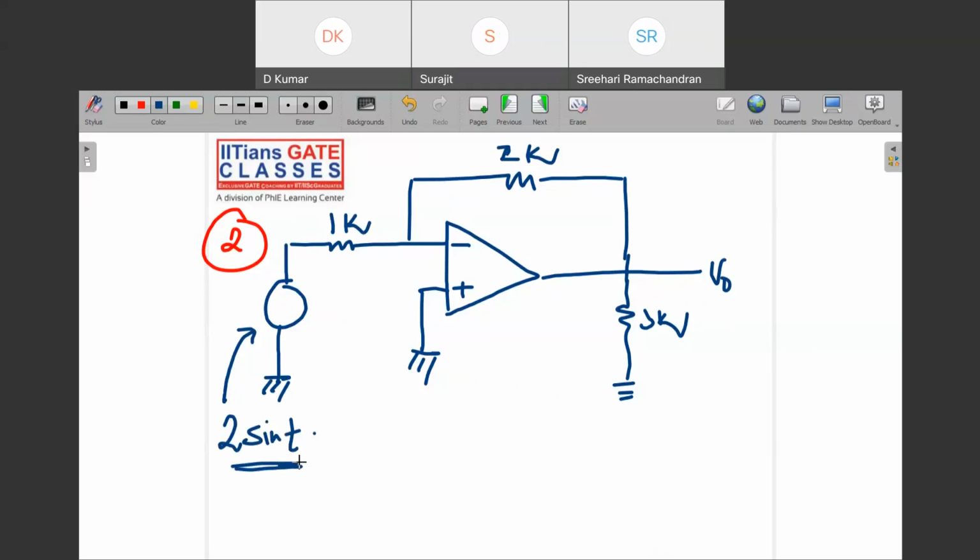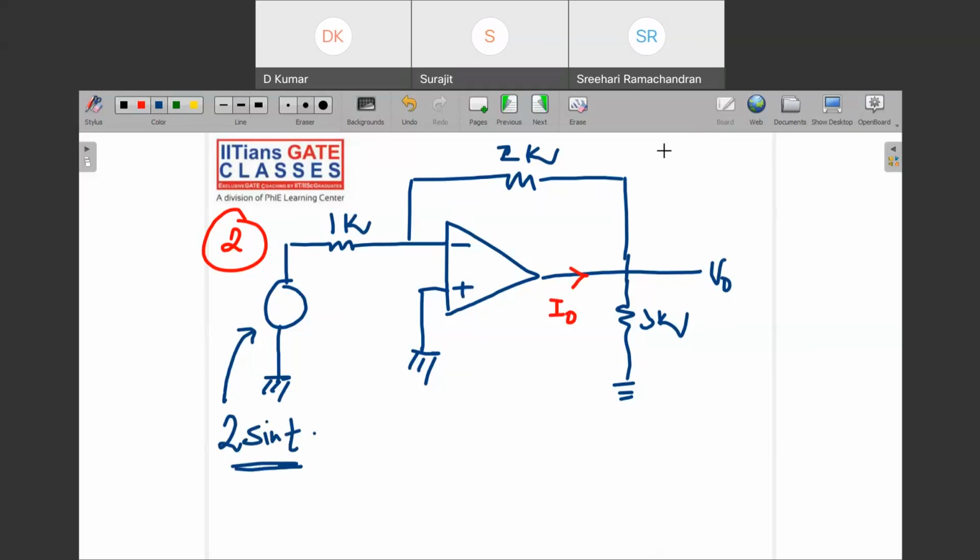So what you have to find here is the I naught. You have to find this current, I naught. So can you give a try, guys? Both of you, can you give it a try? Please try this question.